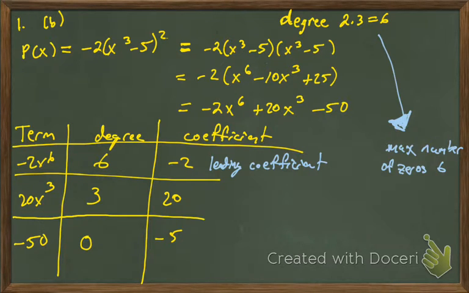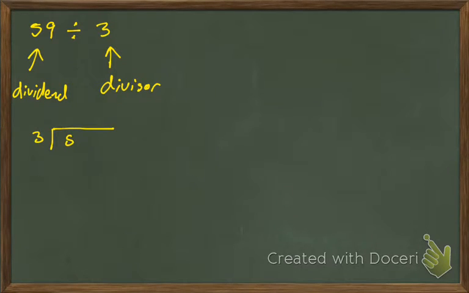So we're going to do a little bit of a review of long division, of just numbers, not polynomials, and we're going to apply that to polynomials. If I want to do 59 divided by 3, 59 is called the dividend, and 3 is called the divisor. We set it up with the divisor on the outside and the dividend on the inside. So we have 3 into 59.